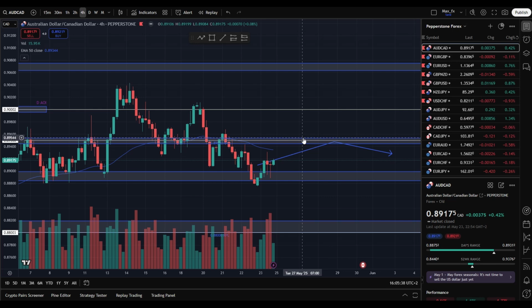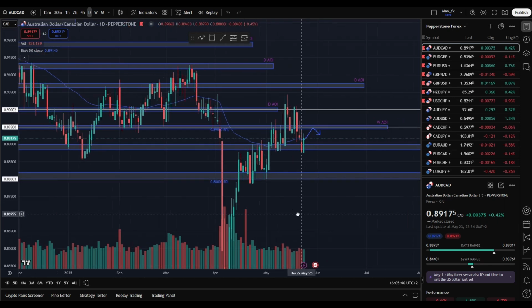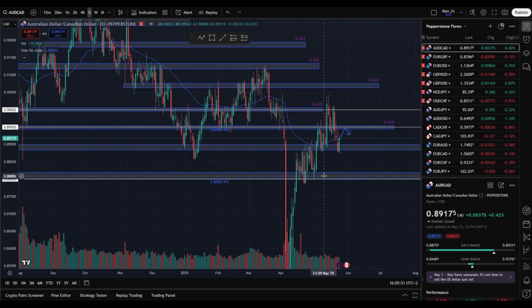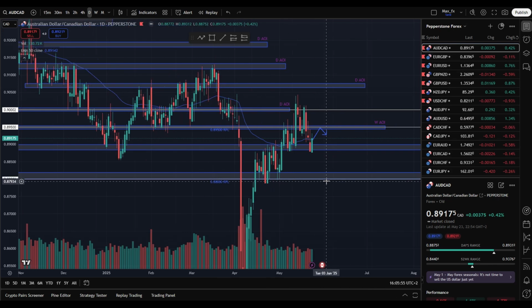on the lower time frame to then get a great entry for a short position on AUD-CAD to then sell and profit off of, I don't know, it could be some sort of 1-to-3 risk reward ratio. Probably my first profit target being the 0.88 psychological level down here.